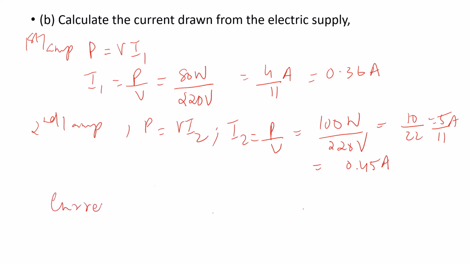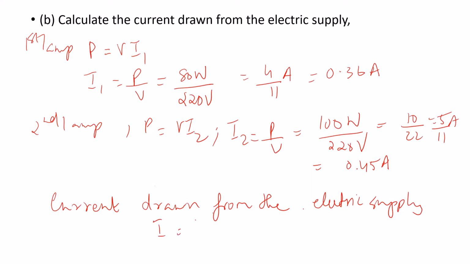Current drawn from the electric supply, I equal to I1 plus I2, because both the lamps are in parallel connection. So we can add 0.36 plus 0.45. So we will get 0.81 ampere. So this is the total current drawn from the electric supply.